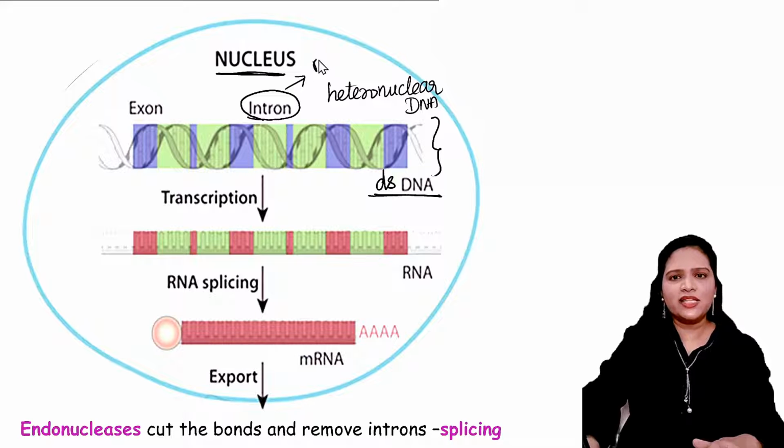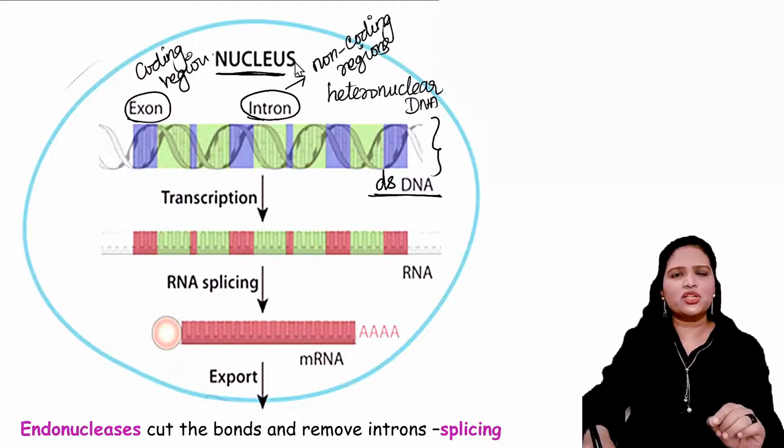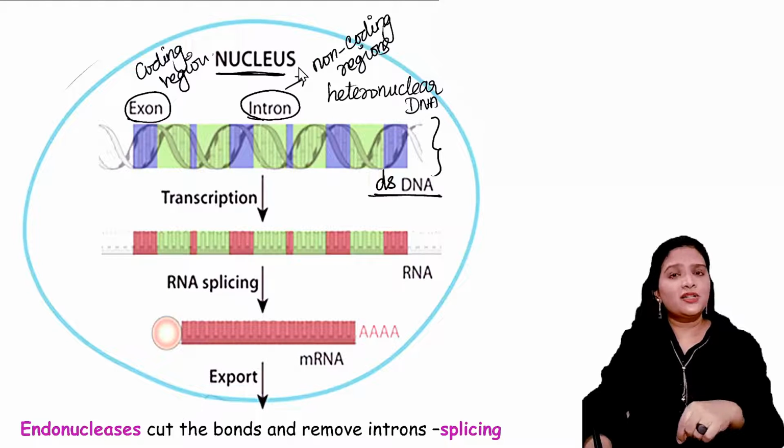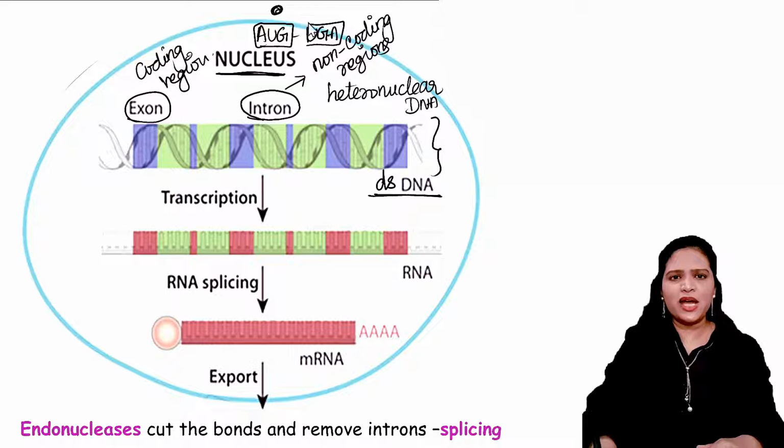Introns are the non-coding regions of a gene. Exons are the coding regions. So what do you mean by coding and non-coding? Coding means it gives a particular information. We will study about the triplet codons in our next lessons. Coding means a triplet codon, A, U, G, U, G, A. This is one coding. This codes for a particular amino acid. This codes for another particular amino acid. So they join together and form a protein.